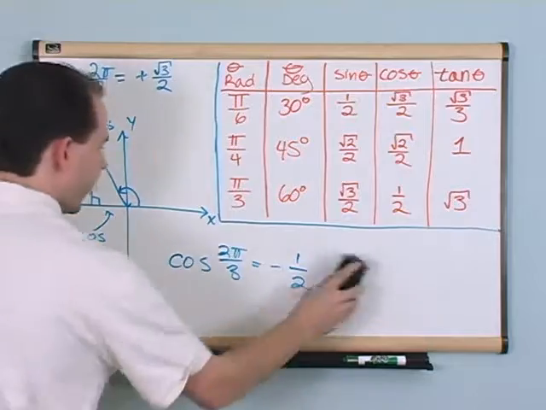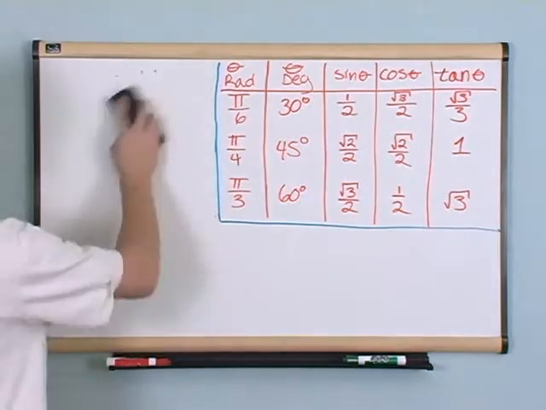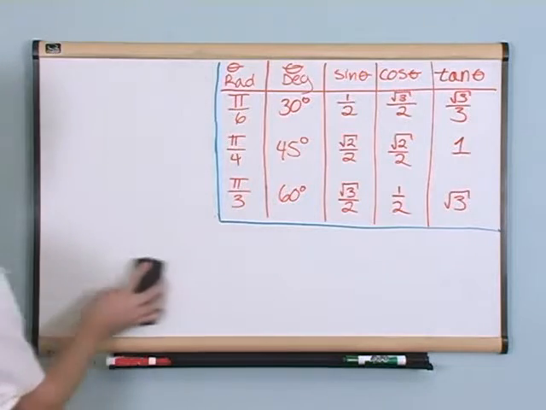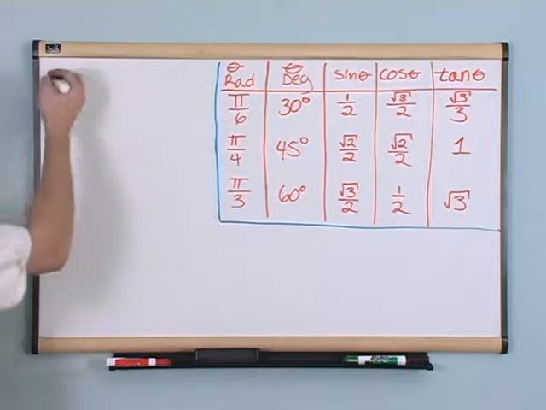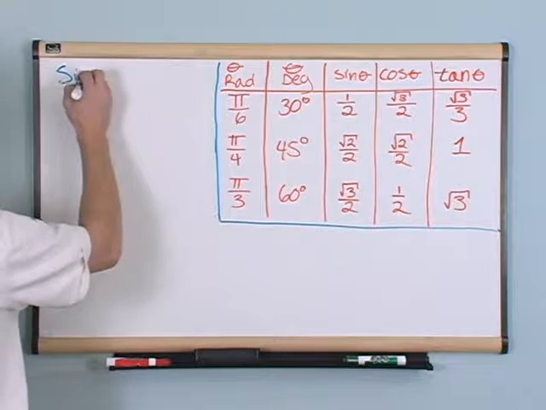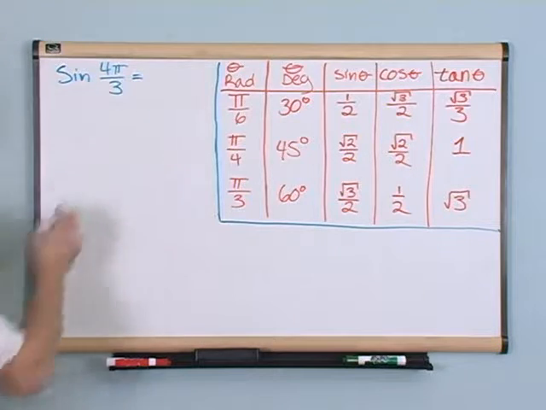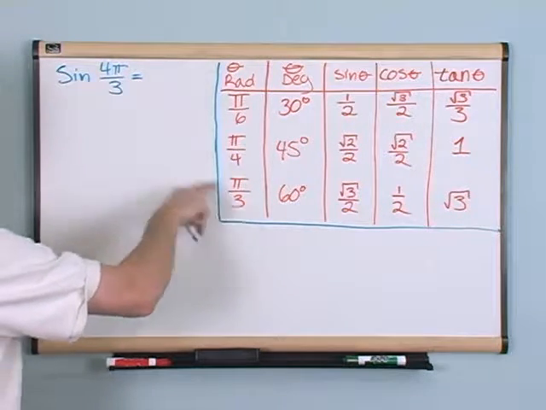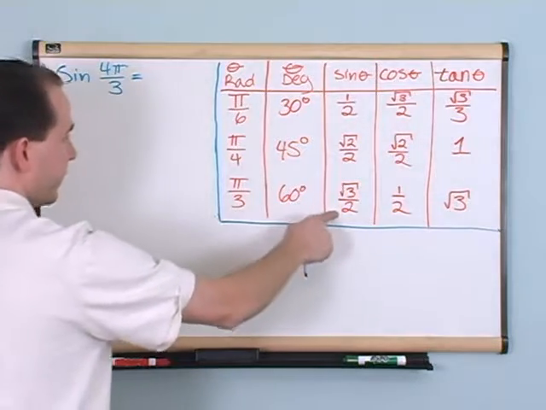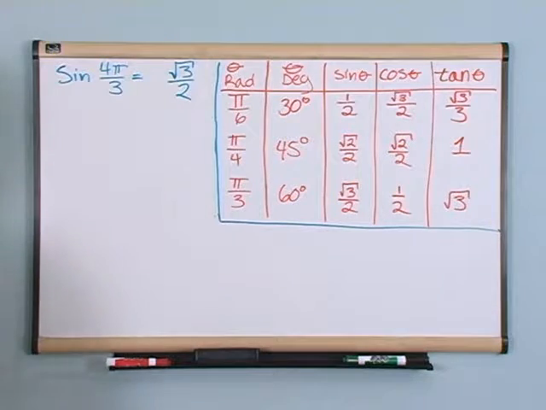So you can see after a little bit of time, it becomes somewhat mechanical. You use your table, you get the value, and then you just need to draw on the circle where the angle lies to find out if it's positive or negative. What if you're asked to find sine of 4 pi over 3? Well, first, again, this is a multiple of pi over 3, so I look at my chart. It's a sine, so this is going to be square root of 3 over 2, and I just need to find out if it's plus or minus.